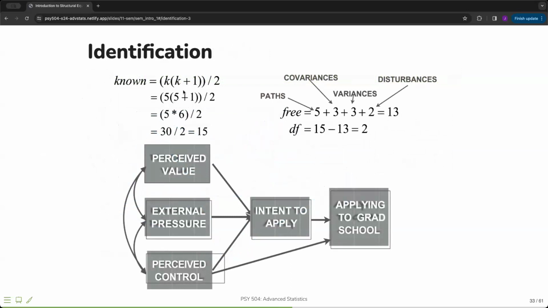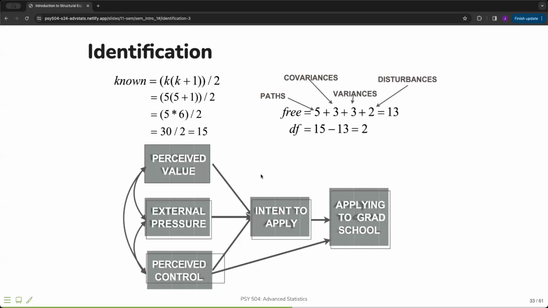So as we already went over, the known equation is k times k plus 1 divided by 2. So here we have 5 measured variables. So we can just do 5 times 6 divided by 2, and that's 15. And then we need to calculate our free parameters here. So we have 5 regression paths, right? 1, 2, 3, 4, and 5, right?